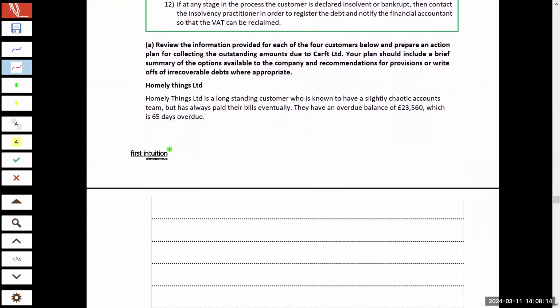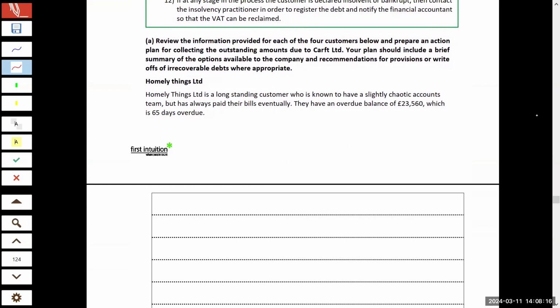We are then told to review the information provided for each of the 4 customers below and prepare an action plan for collecting any outstanding amounts. Your plan should include a brief summary of the options available to the business and recommendations for provisions or the writing off of irrecoverable debts. So what it's trying to say there is, you're going to get 4 scenarios that will all be slightly different from each other. Different amounts, debts overdue of different ages, but equally, different types of customers.